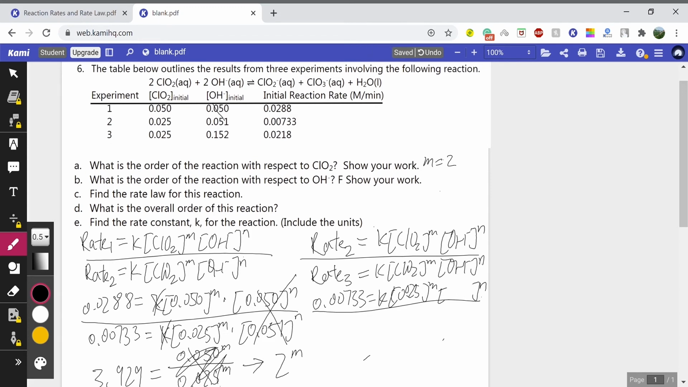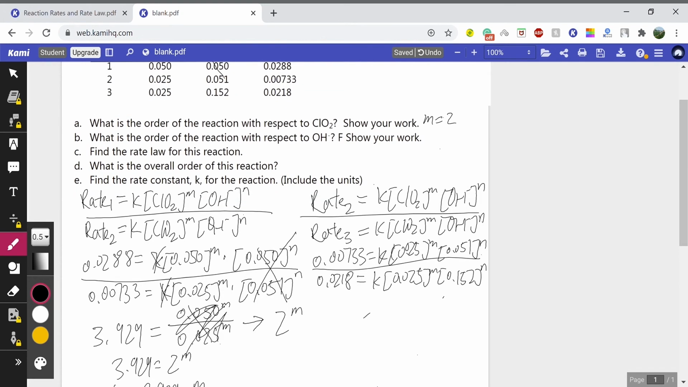OH minus is 0.051 to the nth power. Next we have 0.0218, which is the rate of experiment 3, equal to K times 0.025 to the nth power times 0.152 to the nth power. Over here, 0.025 to the nth power divided by 0.025 to the nth power basically equals 1, which is why they get to cancel out. And K divided by K is also 1, so they cancel out as well.